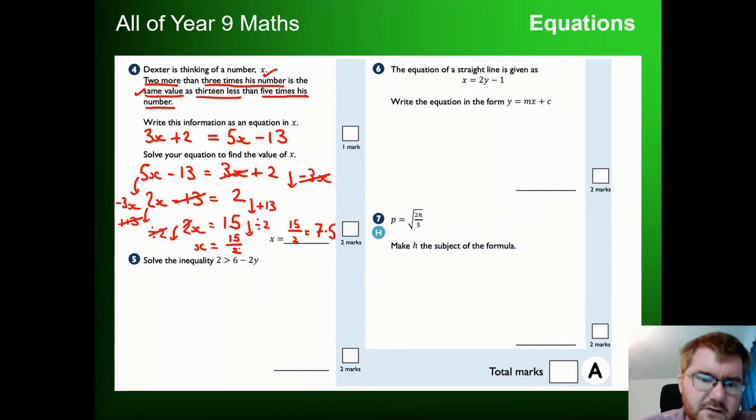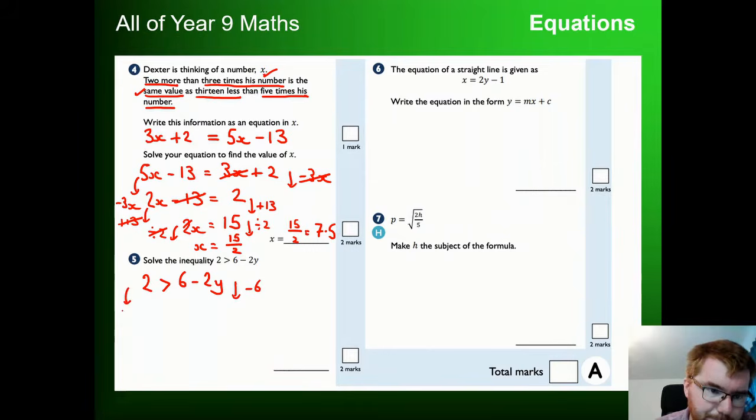Now we're on to this question here, solve the inequality. Now I said here, when we've got negatives, you have to be a little bit more careful. You're going to see that in this question. So we're going to start off in the same way. This plus 6 is kind of annoying because it's next to the minus 2y. What's the opposite of adding 6? Well, minusing 6 on both sides. 2 minus 6 is equal to minus 4 is greater than, well, this cancels, leaving us with minus 2y.